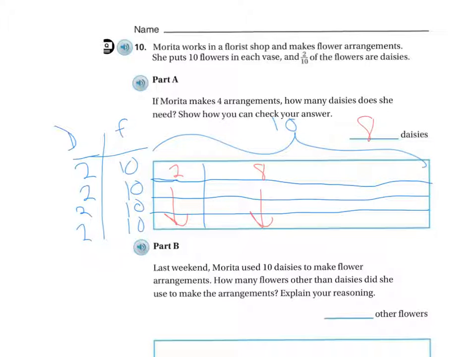Part B. Last weekend, Marita used 10 daisies to make flower arrangements. How many flowers other than daisies did she need to use to make the arrangements? Okay, explain. So we're going to need to explain below. Now, a couple key terms to be aware of. She used 10 daisies to make the arrangements, and it says how many flowers other than daisies. They already told us how many daisies. They want to know how many other flowers were needed to make the arrangements.